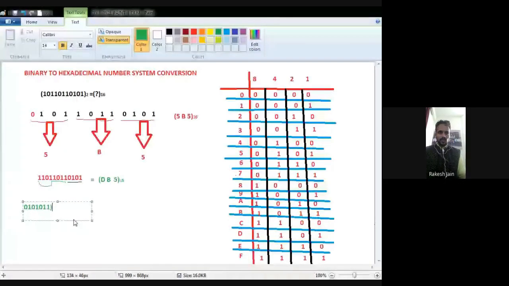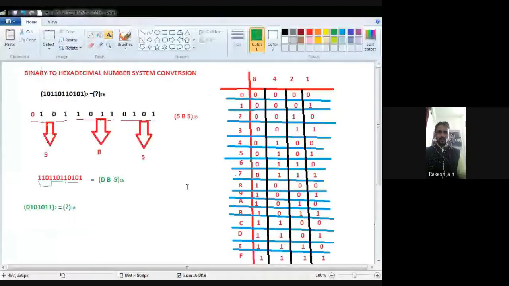So this will be the answer of this. Now let us take one more example. Let's suppose we have any binary number 0 1 0 1 0 1 1. We have to convert that number into a hexadecimal number.